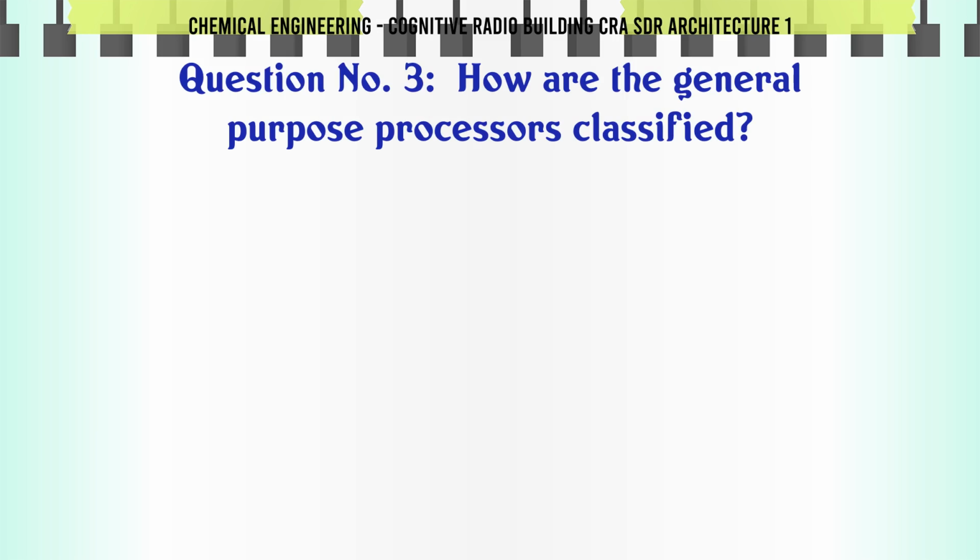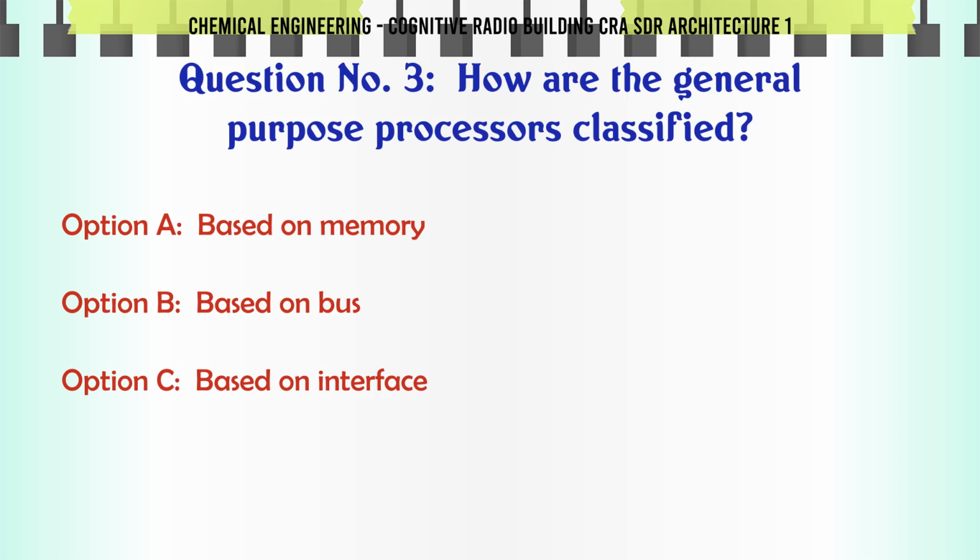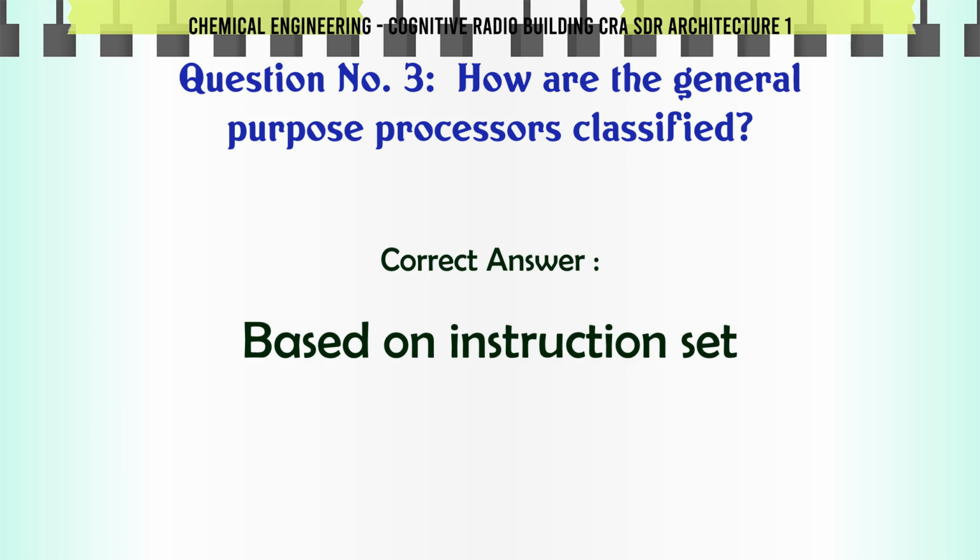How are the general-purpose processors classified? A. Based on memory. B. Based on bus. C. Based on interface. D. Based on instruction set. The correct answer is based on instruction set.